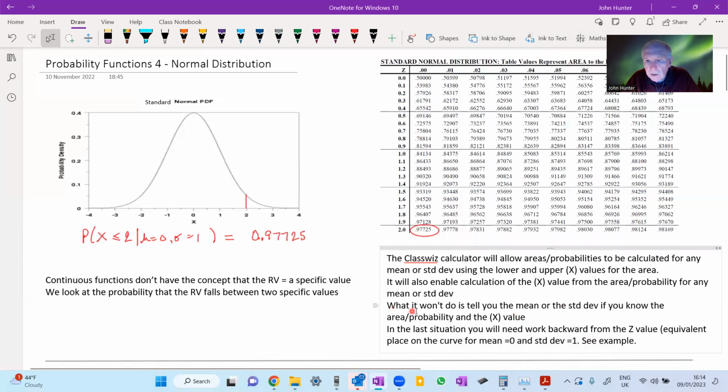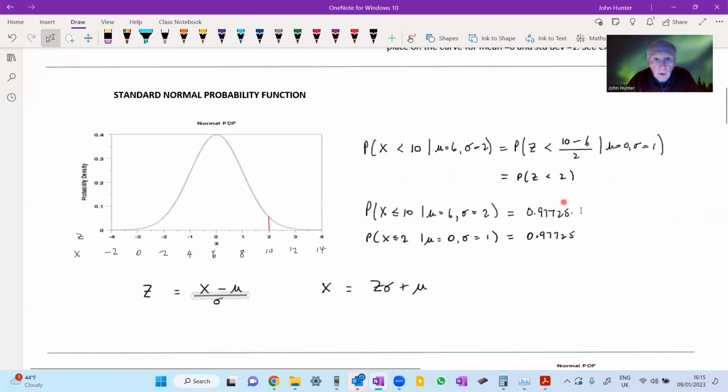What the calculator doesn't do is it won't tell you the mean and standard deviation if you know the area and the x values. So if you go into this and say, well, we know that the area below 2 is 0.97725, it won't come back and tell you what the mean and standard deviation is. So in most situations we can just use the calculator. But when we're doing that kind of problem, we do need to know about the standard normal and how we convert, which is what I'm going to come on to now.